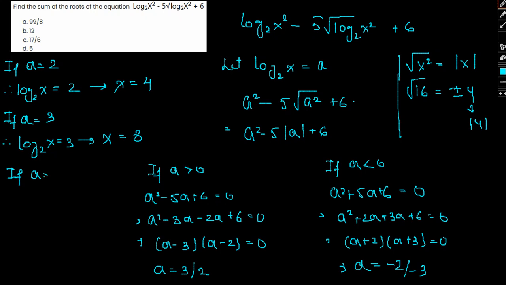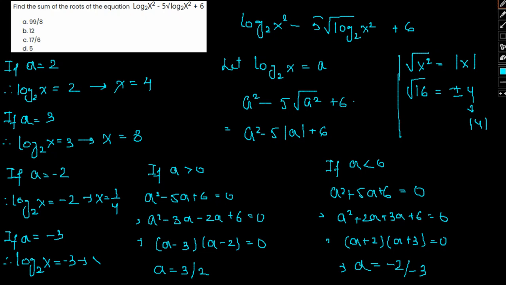If a is equal to minus 2, therefore log base 2x has to be minus 2. That is, minus means 1 by 2 square, that is 1 by 4. So therefore x has to be 1 by 4. And similarly, if a is equal to minus 3, therefore log base 2x equal to minus 3, or x equal to 1 by 8. Sorry, not minus 1 by 8, because in log you cannot have a negative, so 1 by 8. Okay, so these are our values.